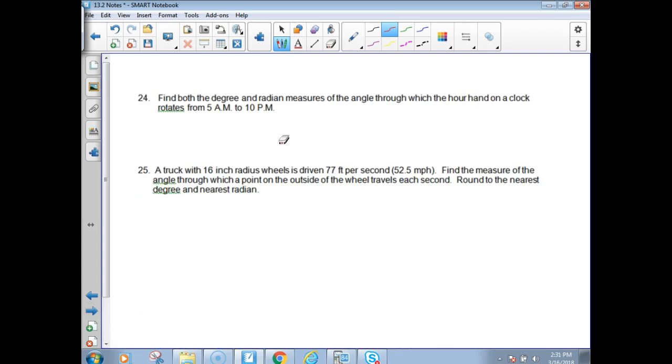We got it now. All right, so let's talk about the clock for a moment because you need to be able to figure this out. Find both the degree and radian measures of the angles through which the hour hand on a clock rotates from 5 a.m. to 10 p.m. How many numbers are on the clock? Right, thank goodness you know that part. You got 12 numbers on the clock, right?